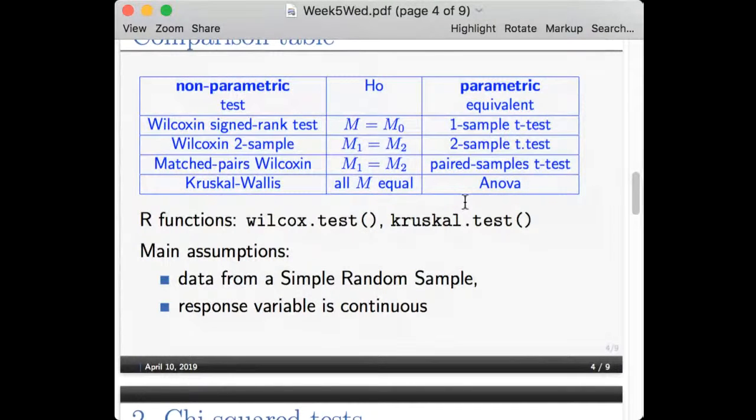Daniel said, "Is it better to do data transformation than do a non-parametric test?" In my opinion, no. Data transformations, in my experience, rarely work well. And while they might fix up one problem, they then create other problems.